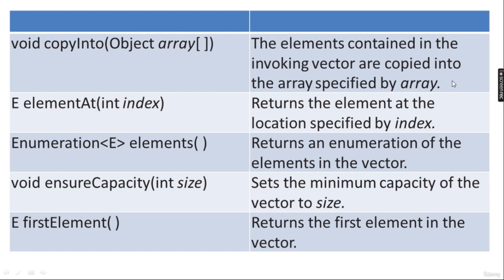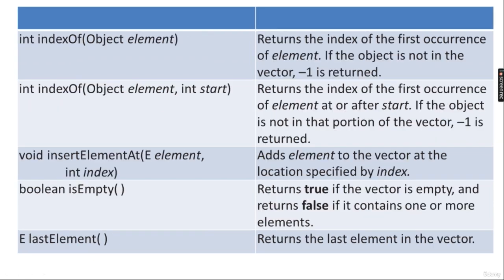Void ensureCapacity(int size). We have already seen ensureCapacity before this also. It is the same as this one. That one sets the minimum capacity of the vector to size. Then firstElement() returns the first element in the vector.